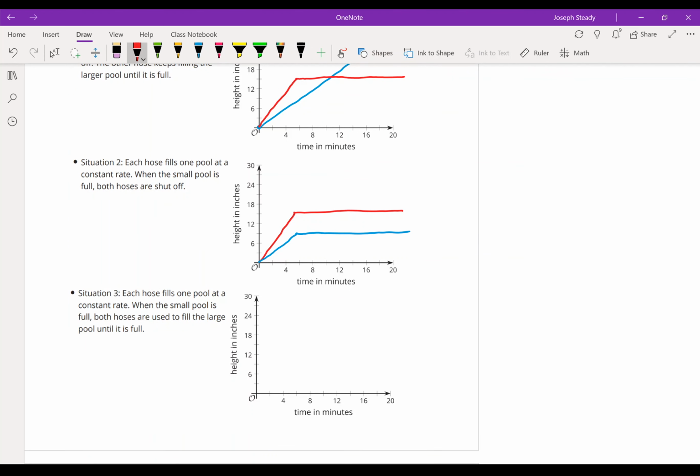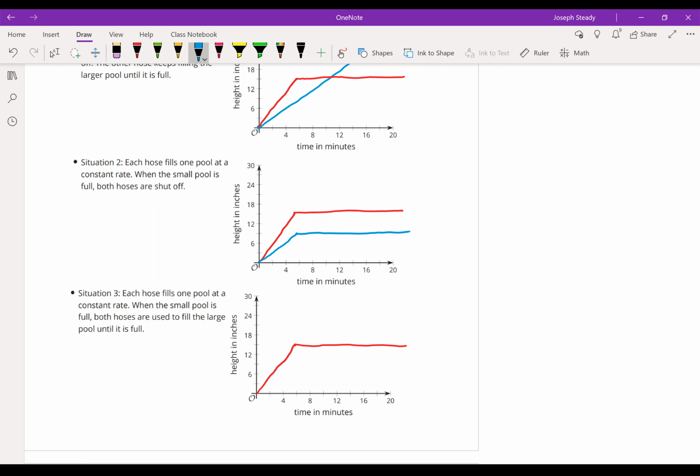In situation 3, right, one more, we have another twist in this, where once the small pool is full, we take its hose and put it into the large pool, so then the large pool will fill up faster. So the small pool actually looks the same again. Right, it goes up until we get to about 15 at constant rate, and then it levels off.